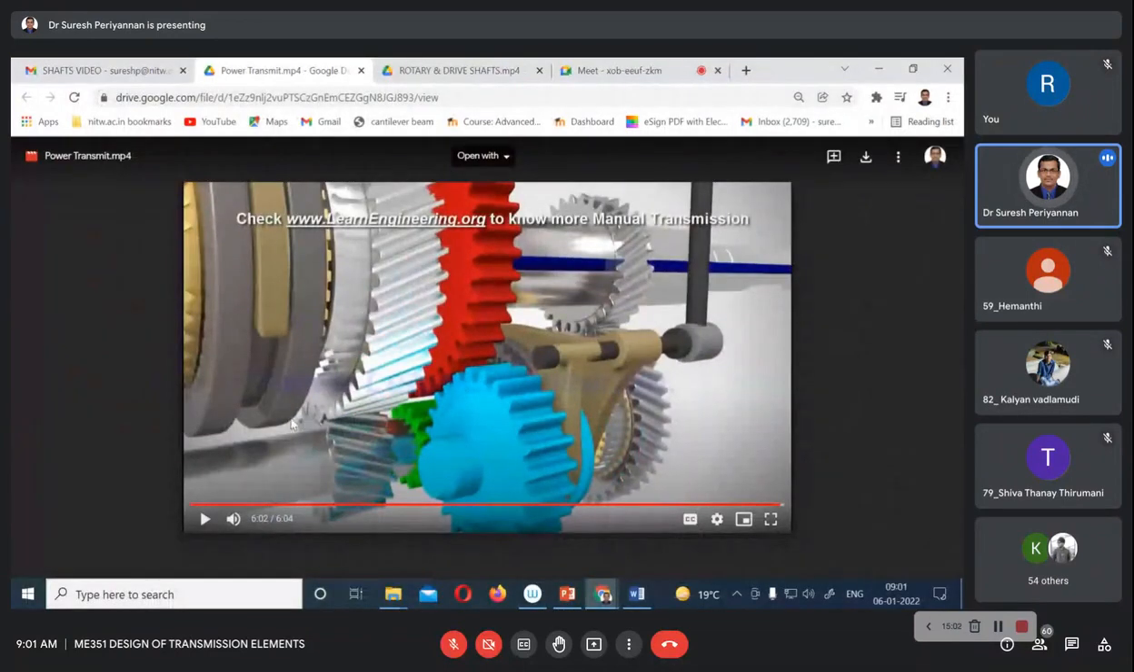This is an example of how the power is transmitted with the help of the counter shaft using a gear mechanism.